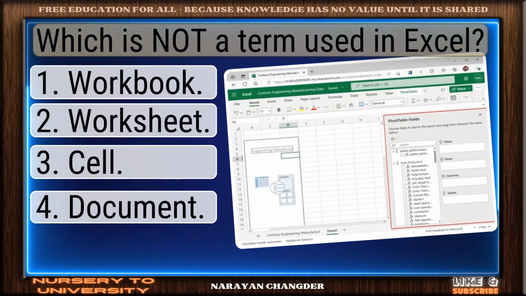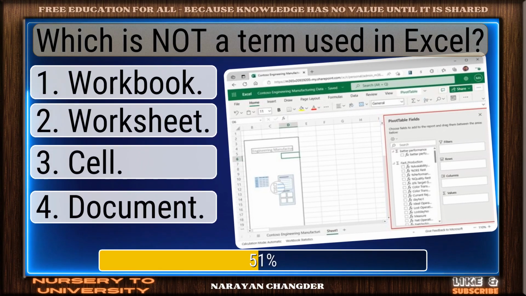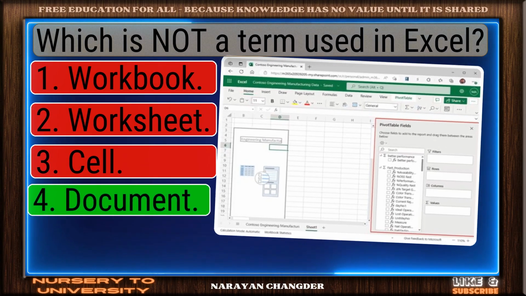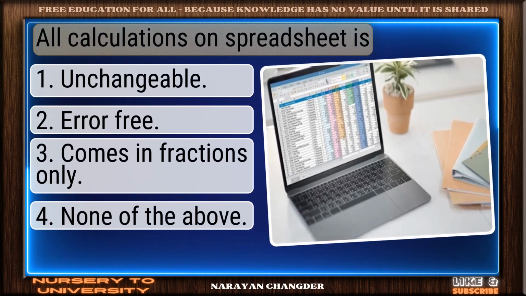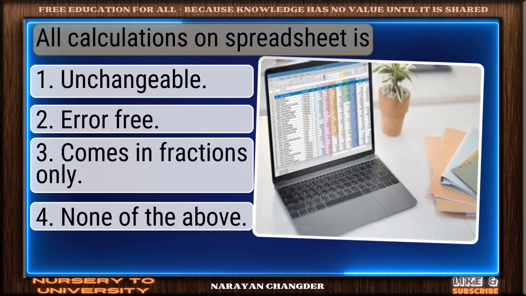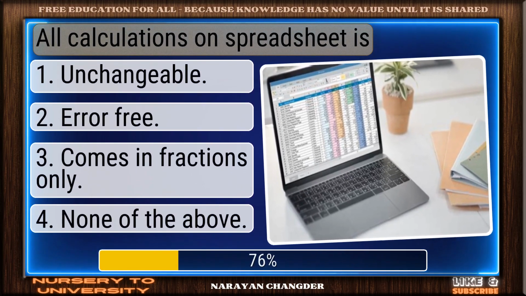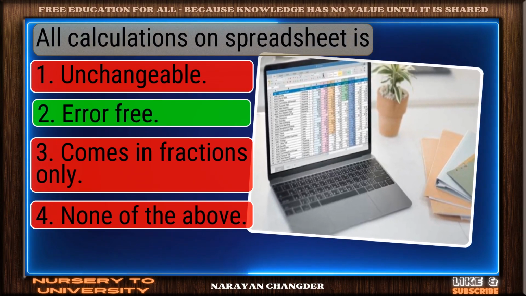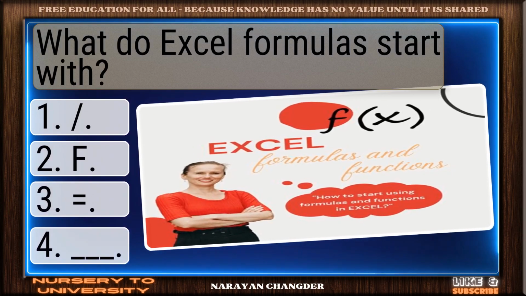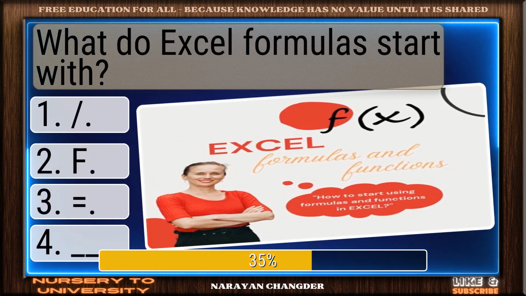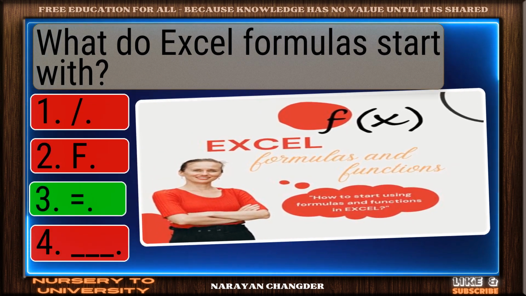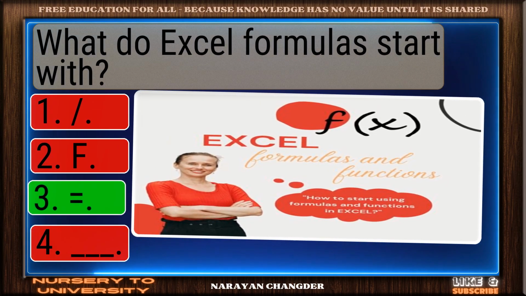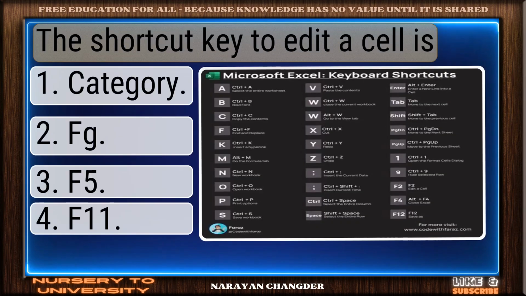Which is not a term used in Excel? Right choice. Document is the best answer. All calculations on spreadsheet is. Bravo. Error-free is the answer. What do Excel formulas start with? Clear logic. Your choice equal to is sound and 100% true.